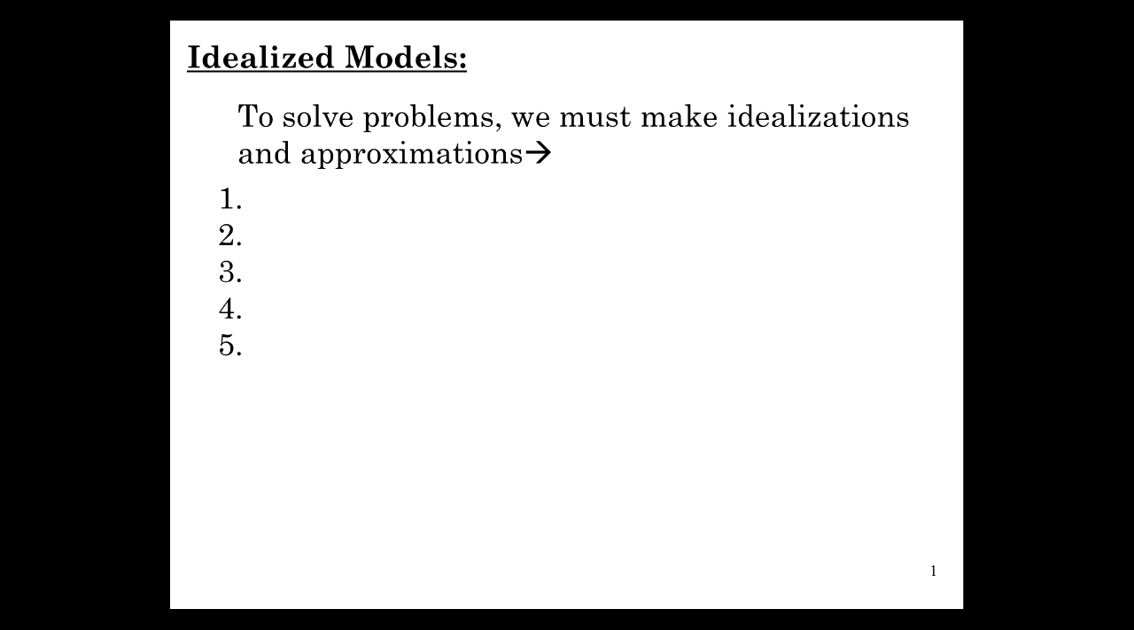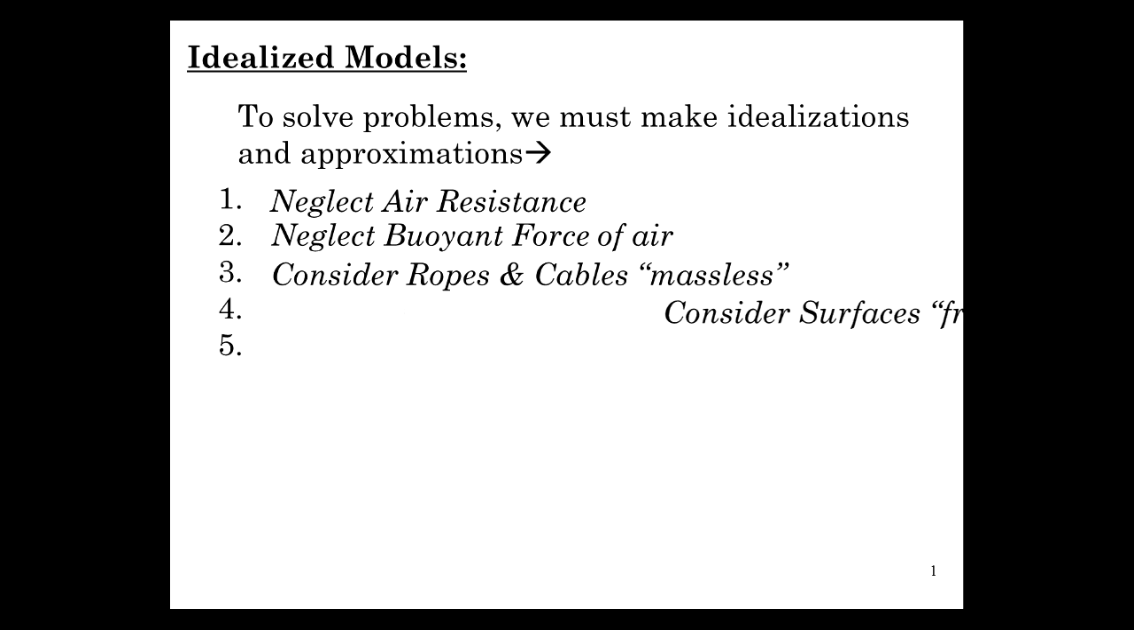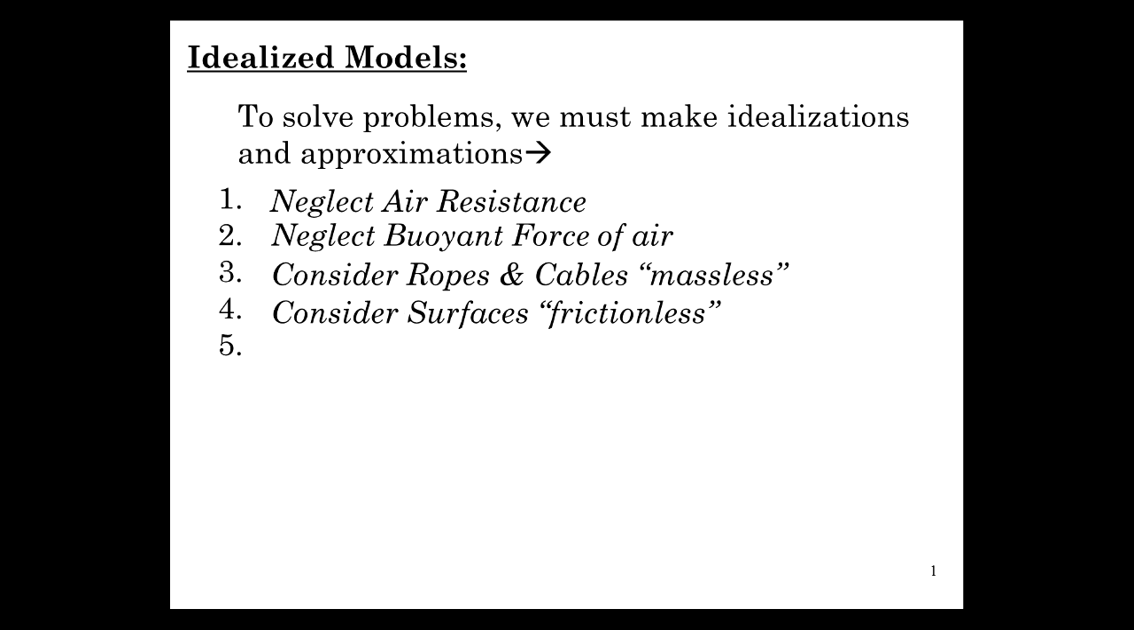So we want to understand, just like with, say, projectile motion, what are the equations of motion not considering air friction, which really adds a great big complexity. So, for instance, we will neglect air resistance typically, also neglect the buoyant force of air, consider ropes and cables massless, although not all the time. We'll consider surfaces frictionless, although specifically sometimes we'll consider them with their friction, and that finite size objects are usually represented as points rather than considering their rotational characteristics.